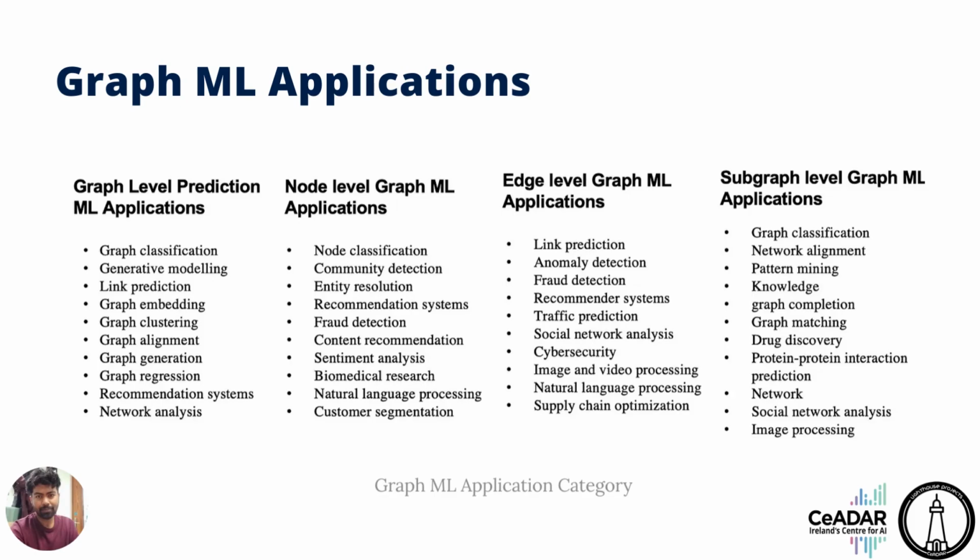The graph level prediction involves predicting the properties of the entire graph rather than individual nodes or edges. The node level prediction involves predicting the properties of individual nodes in a graph, such as predicting the category of a node or predicting its degree of centrality. Edge level prediction involves predicting the properties of individual edges in a graph, such as predicting the presence of a link between two nodes or predicting the type of relationship between them. Subgraph level prediction involves predicting the properties of a subgraph within a larger graph, such as predicting the existence of certain patterns or motifs in the graph.